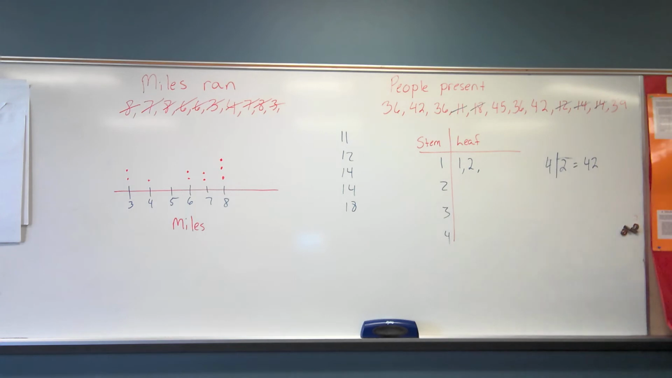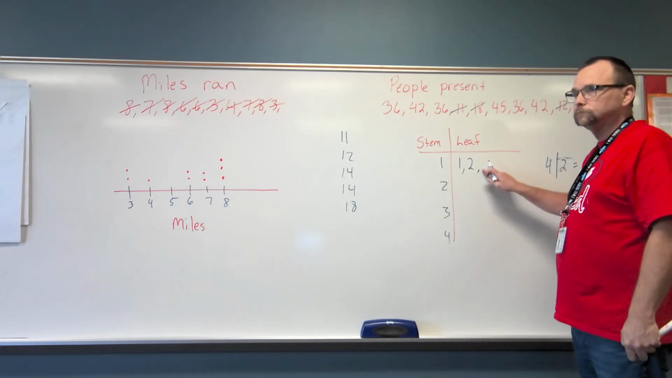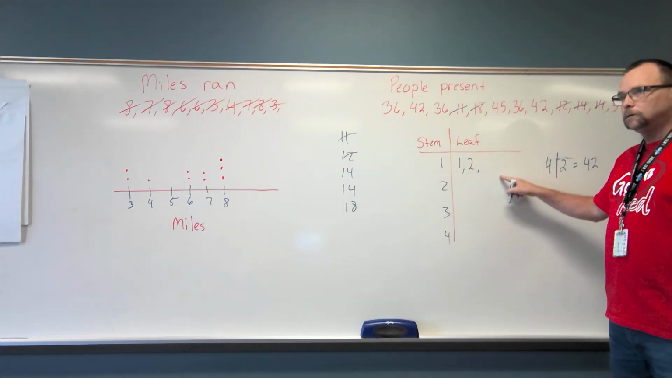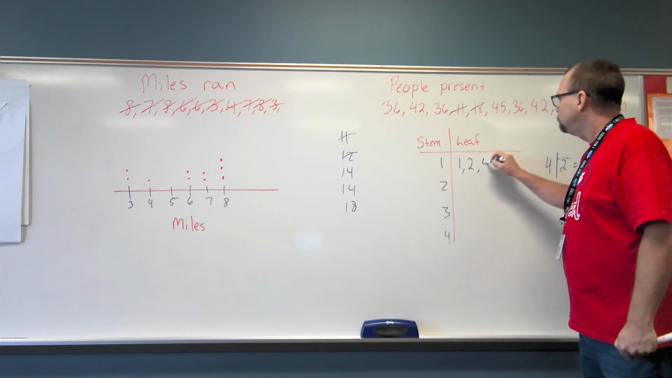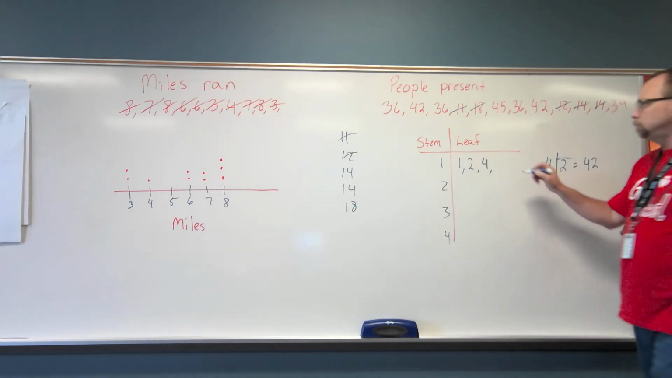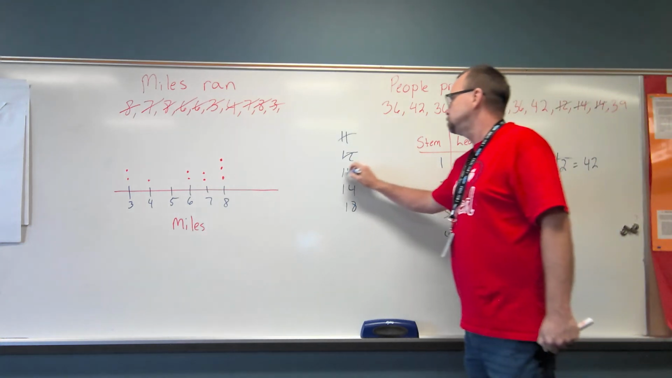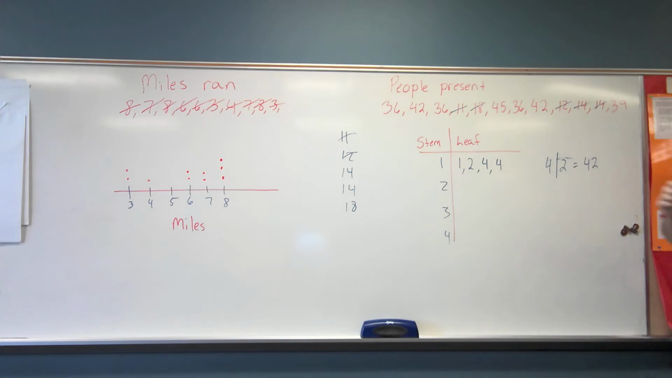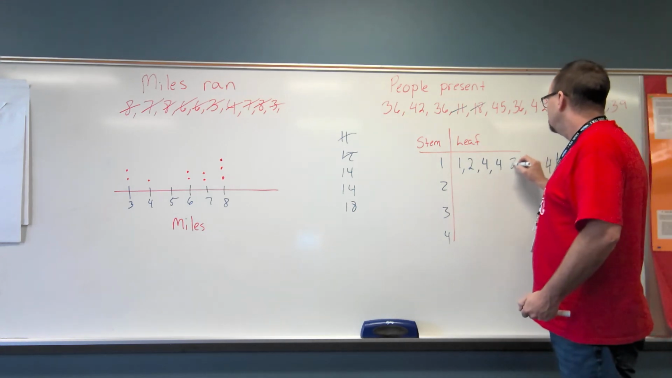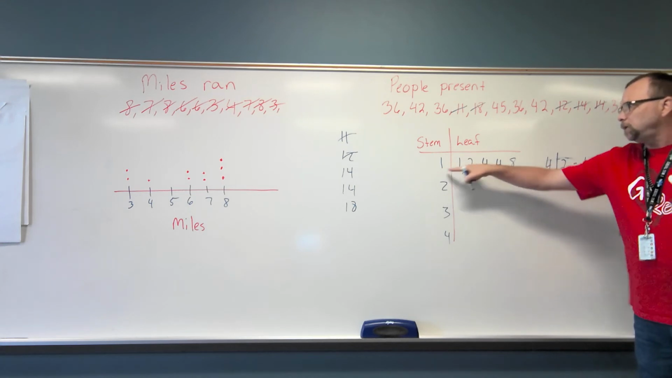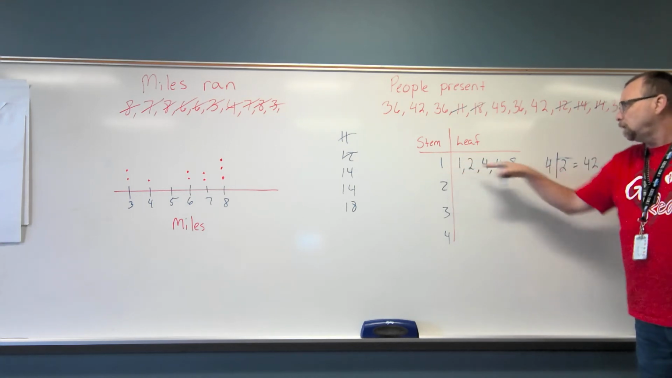And Eli, what goes next there? What goes here? 4. And Caden, what's next? 4. We have to have 2 4s because there's 2 14s. And last but not least, Susankia. 8. Now this means 11 people were present, 12 people, 14, 14, 18.